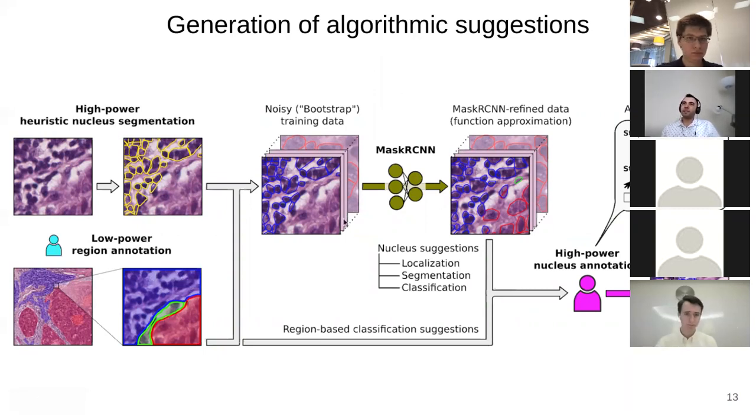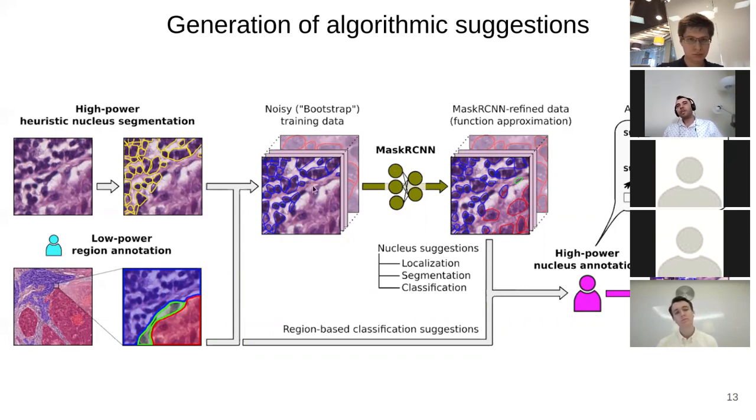One new aspect that we came up with is using the object detection and segmentation framework Mask R-CNN as a function approximator to improve the suggestions that people see. Essentially, what you're seeing here is an actual image from the data set. Because these heuristic algorithms are weak, you can see that they missed a lot of the tumor nuclei in the lower right corner, just because they are lower contrast nuclei.